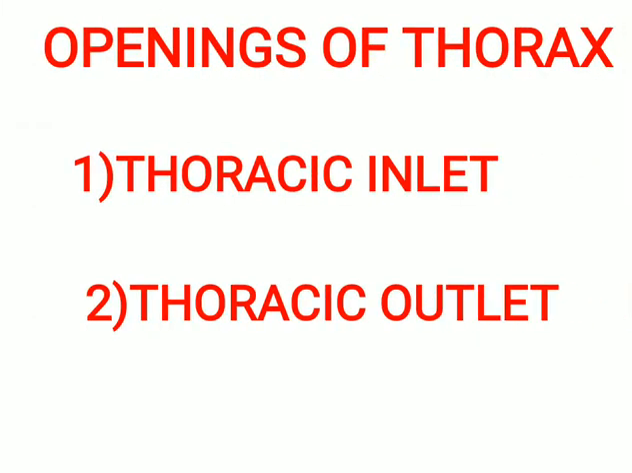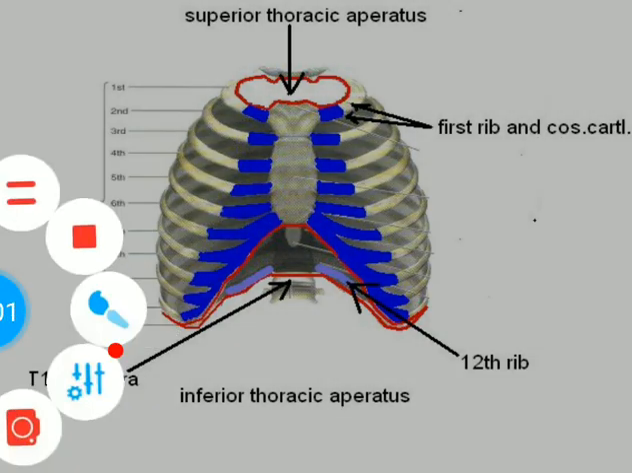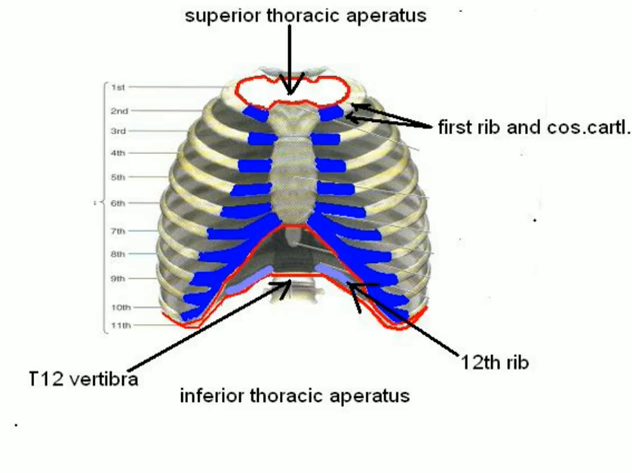So now we are going to go through the openings of the thorax, that is the thoracic inlet and the thoracic outlet. The thoracic inlet, or the superior thoracic aperture, forms what we call the thoracic inlet. Then the inferior thoracic aperture forms the thoracic outlet. We're going to go through the thoracic inlet together with all the boundaries and the structures that are passing through.